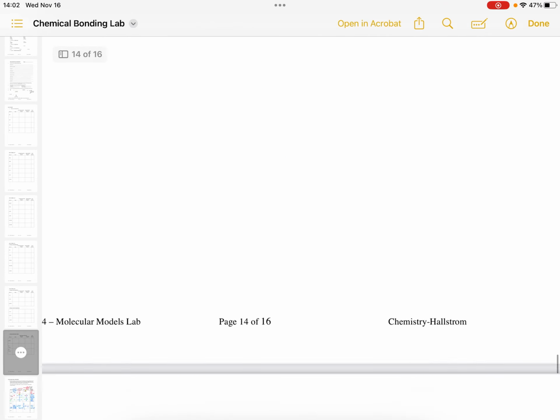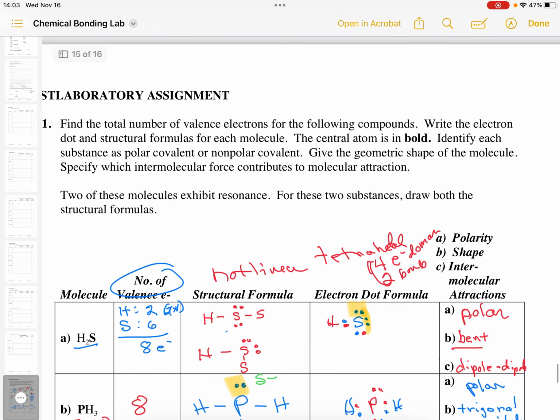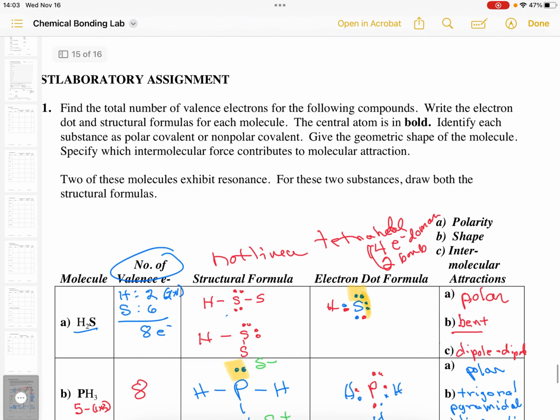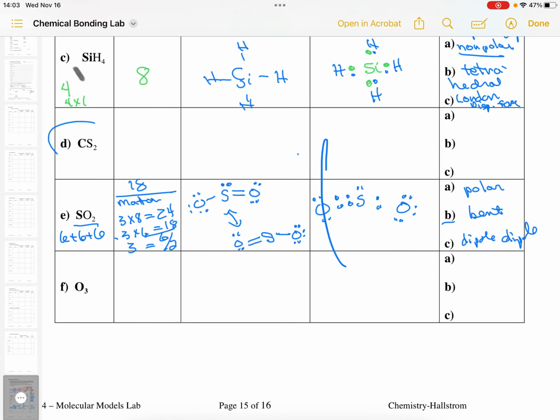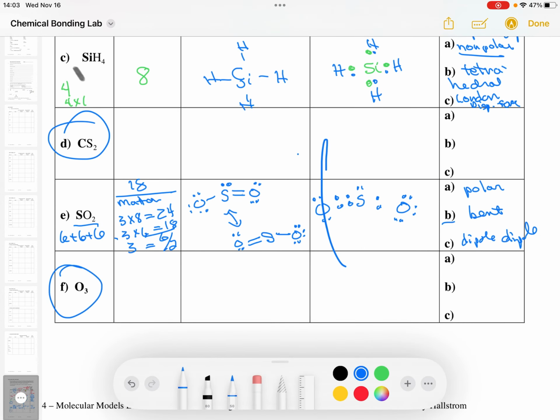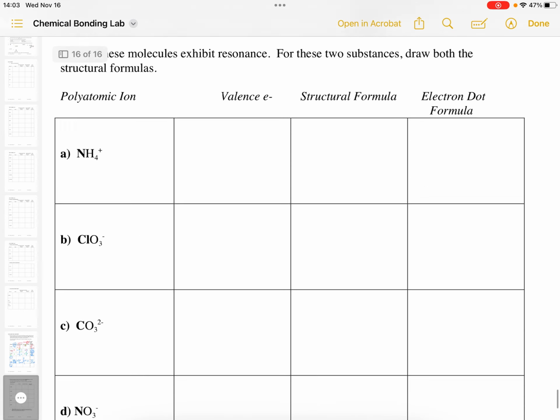So this is in general how you do this side. Let me go up to the top and see what else I have here. Identify, give the geometric shape, for each of these substances. So basically, the only two that you have to do on your own are these, and I did this one in class. So this is like the only one you need to do on your own. Now I'm going to go to the last page.